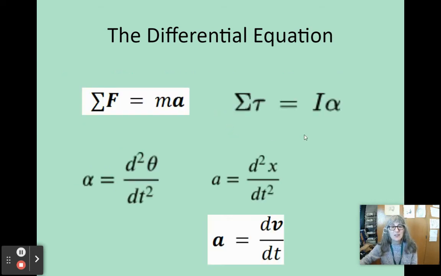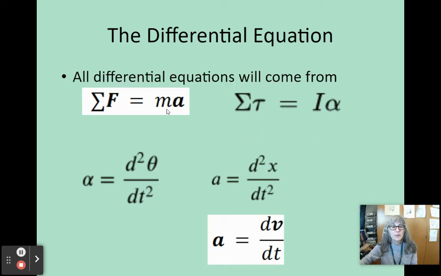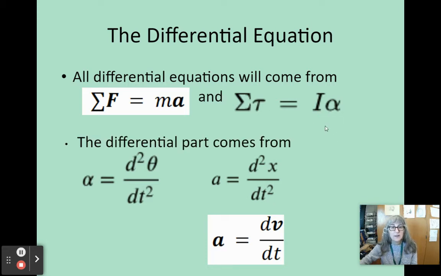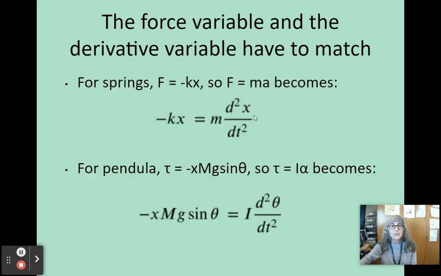drag. So the differential equation always is going to start with F equals ma or torque equals I alpha, always. And then the differential part is going to come from the a or the alpha. So either it's going to be a second derivative of theta or x, or it's going to be a first derivative of speed. And which one you pick depends on what your force or torque variable is, because you need to have those variables match.